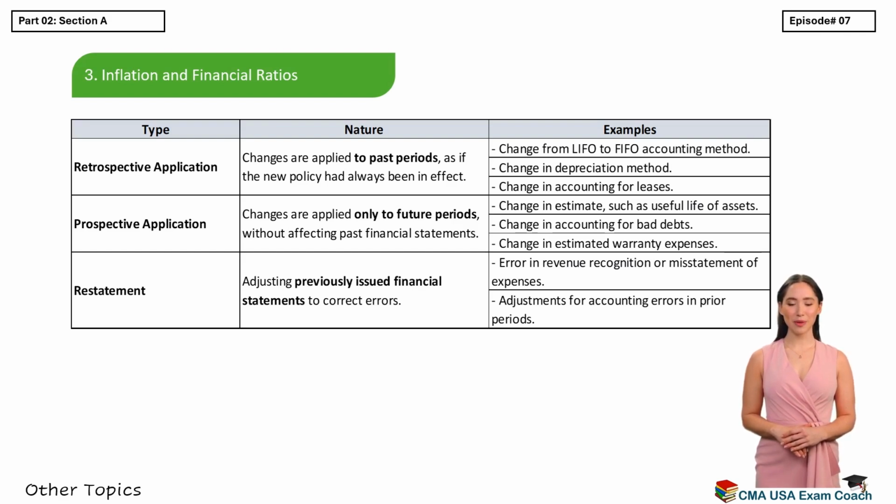This means the company would adjust prior year's income statements, balance sheets, and cash flow statements to reflect the change. In practice, this could impact things like inventory valuations, net income, and tax calculations, especially if the company was previously using a method like LIFO, which can result in lower profits during inflationary periods.